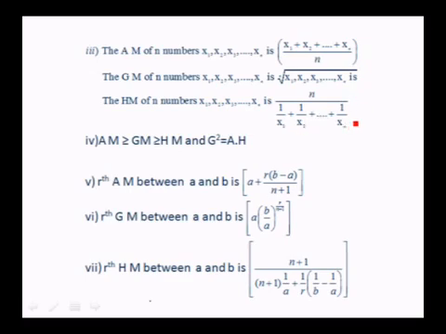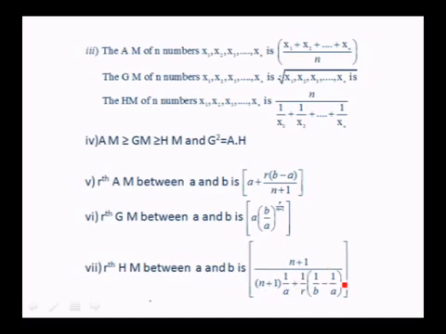And the most important result: AM is greater than or equal to GM, greater than or equal to HM, and G square is equal to AH. The rth arithmetic mean is given by this formula. The rth geometric mean is given by a into b by a, whole to the power of r over n plus 1. The rth HM is given by n plus 1 over n plus 1 into 1 over a plus 1 over r into 1 by b minus 1 by a.